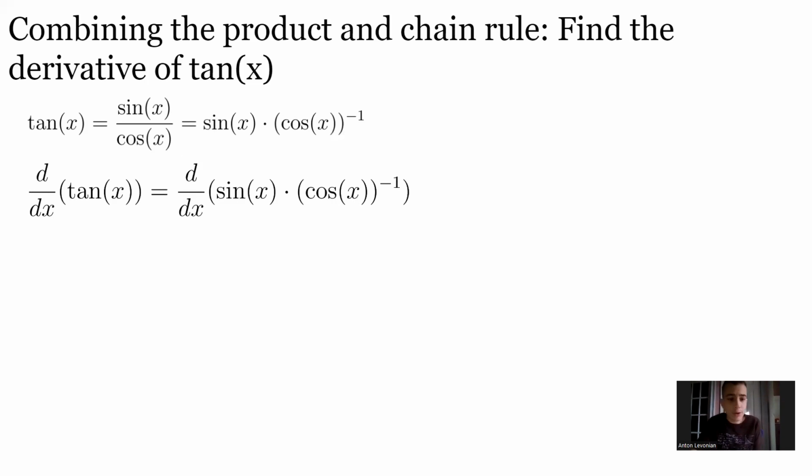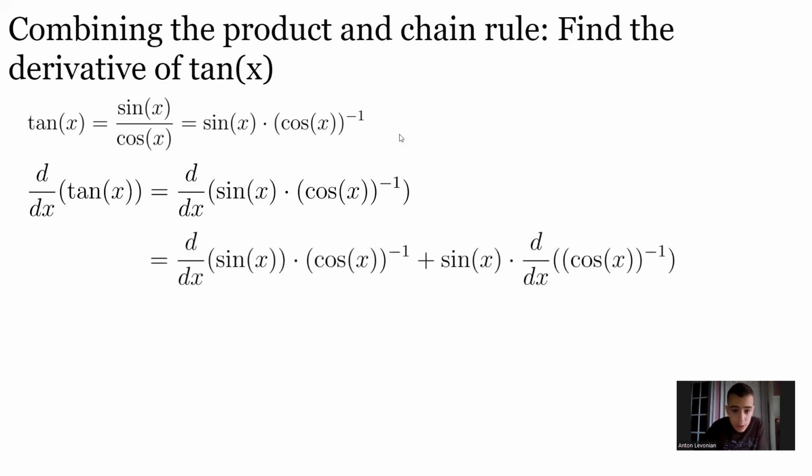So we take the derivative of the tangent function right here. So that's the derivative of this complicated product. So here we have a product. First thing we do, we use the product rule. So here we have the derivative of sine times cosine to the negative 1.